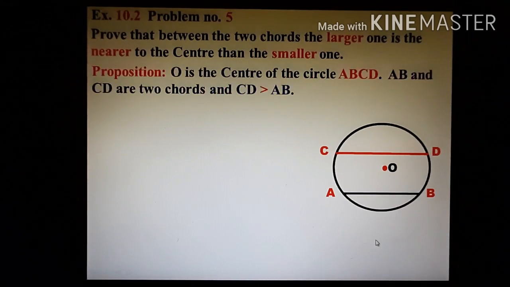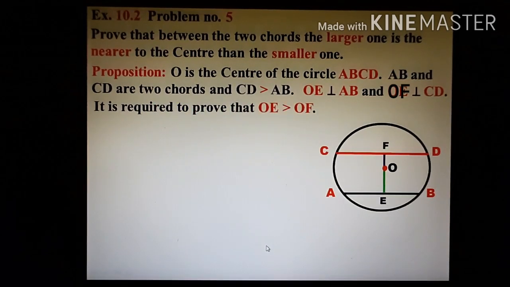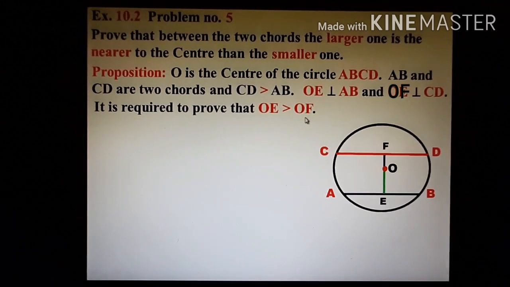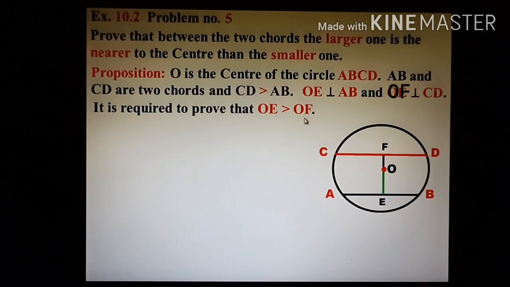My dear, the proposition will be, here you can write: O is the center of circle ABCD. AB and CD are two chords where CD is greater than AB. OE perpendicular to AB. Okay, so what you have to prove, my dear? OE is greater than OA. We have to prove that one.